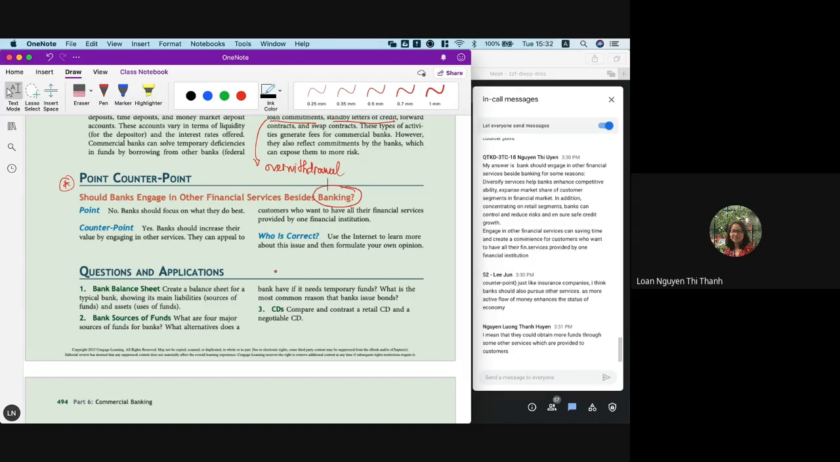and okay, convenience, will serve more customers. You could obtain more funds through some other services provided to the customer. Obtain funds.